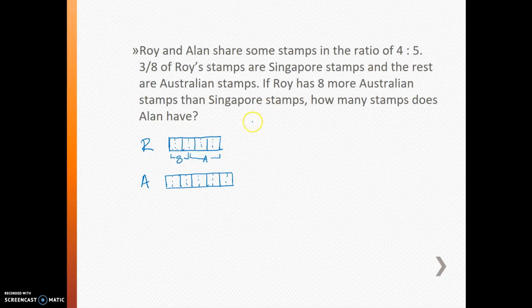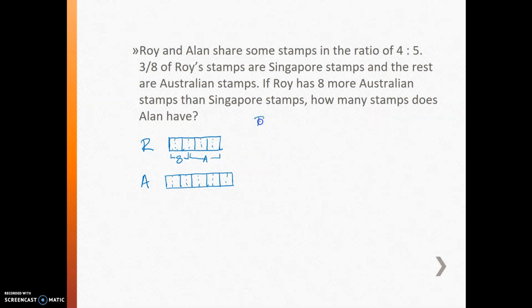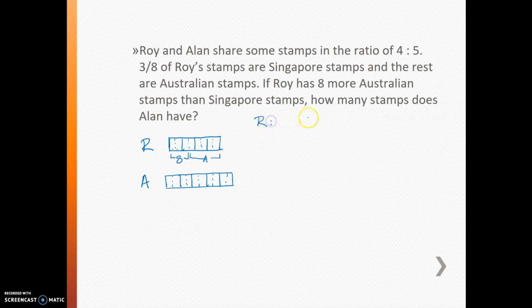So if Roy has 3 units of Singapore stamps, here's a little mini of Roy's. Roy has some Singapore stamps, he has Australian stamps. So now that we've subdivided his units, he has 3 units of Singapore and he has 5 of Australian, right? Because 3/8 are Singapore and 5/8 are Australian. And it says that he has 8 more than Singapore stamps. So those extra 2 units are going to be 8 stamps. So that means 1 unit is going to be 4. So 1 unit is 4 stamps, right?